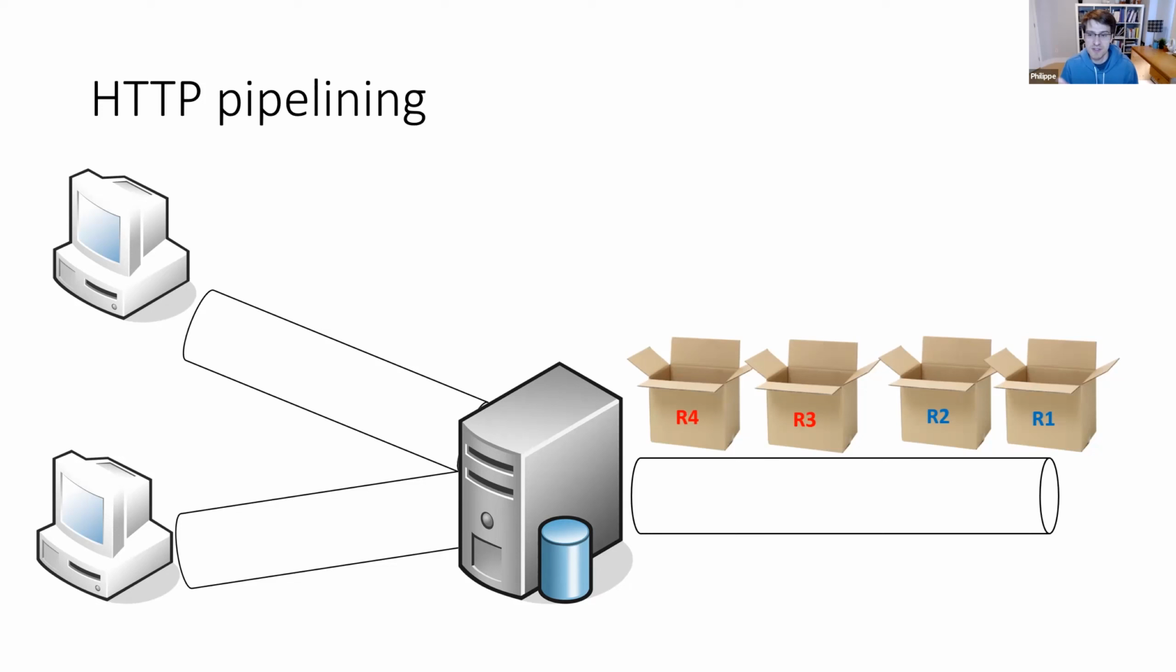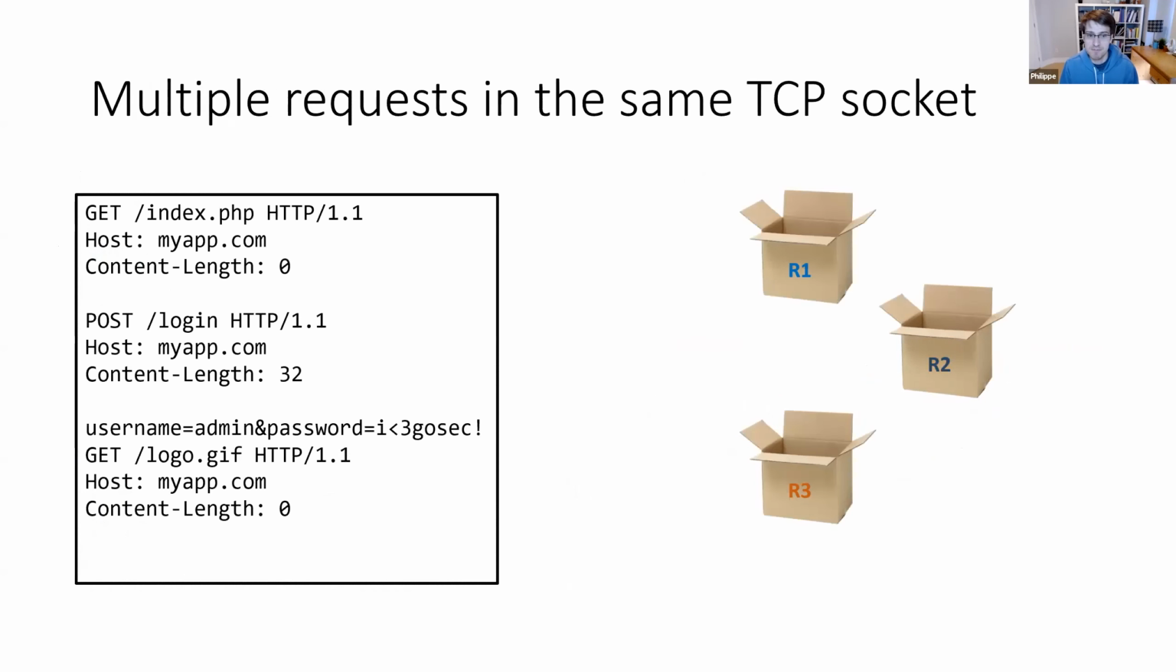So the separation between each of these requests is key. Otherwise, if we don't know where each request ended, we will not give the response to the right request, or we will not interpret the request correctly. So how do we know where each request ended?